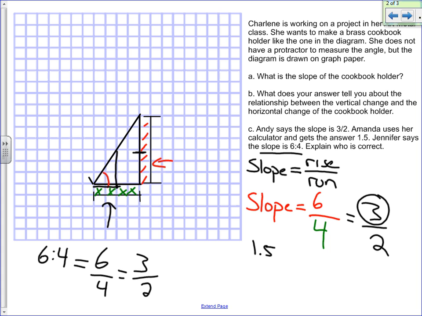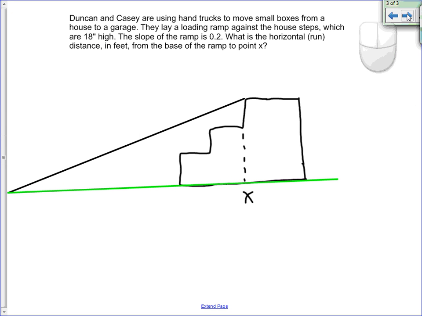Okay, so in all 3 cases, the 3 people are actually all right. They're just different variations and different ways that we can express that number. We can either do it as a decimal by taking 3 divided by 2, as a fraction by leaving it as 3 over 2, or as a ratio, and a ratio being 6 to 4. And all 3 of those mean the same thing in terms of the slope of this cookbook holder. Okay, so let's look at one more example, and then we'll get on to some problems.